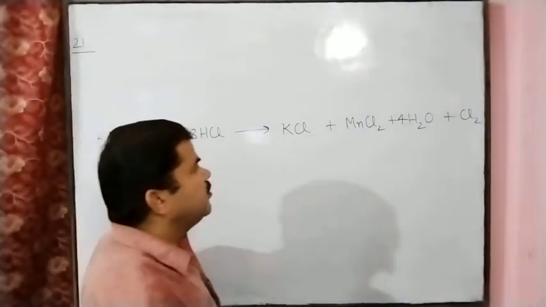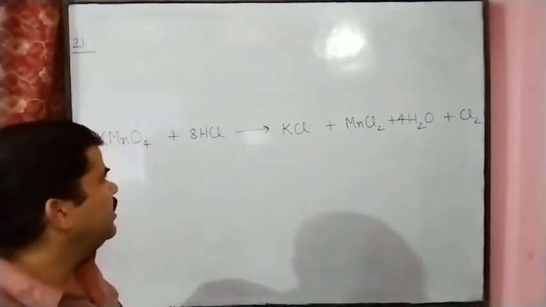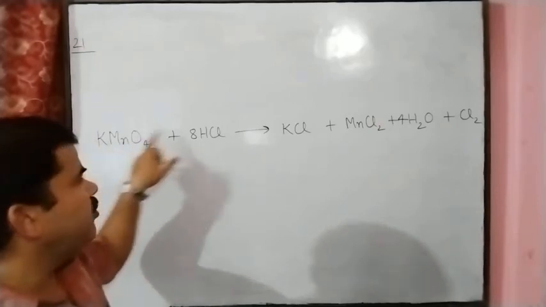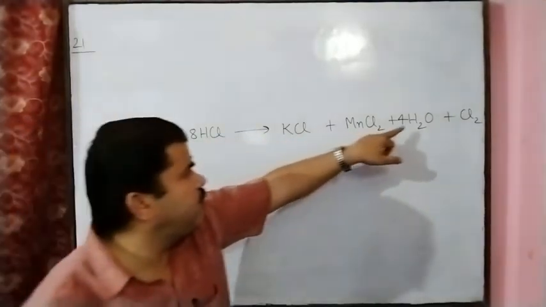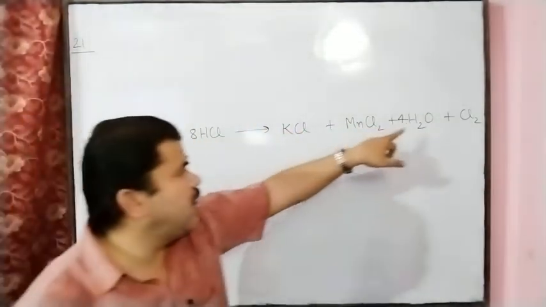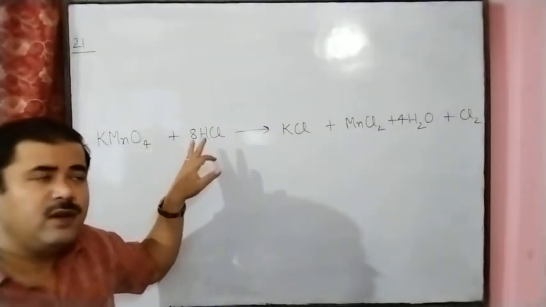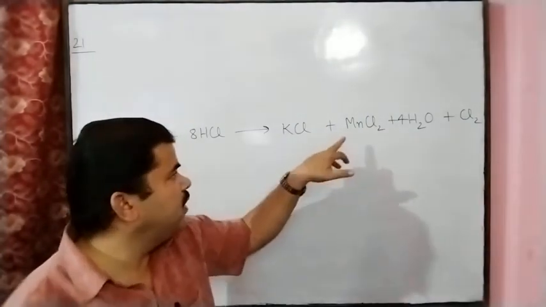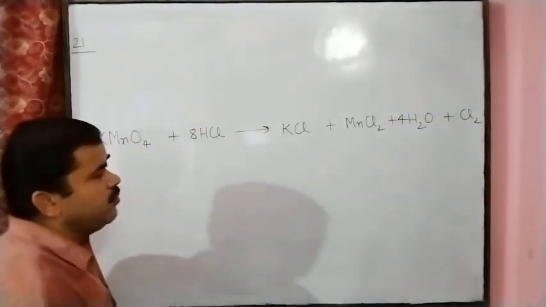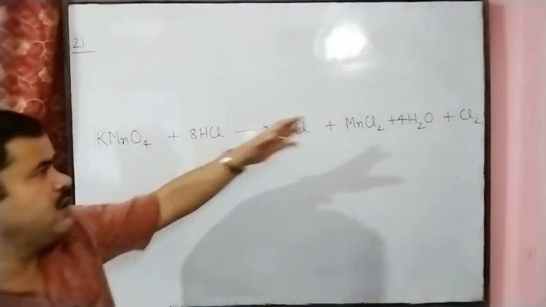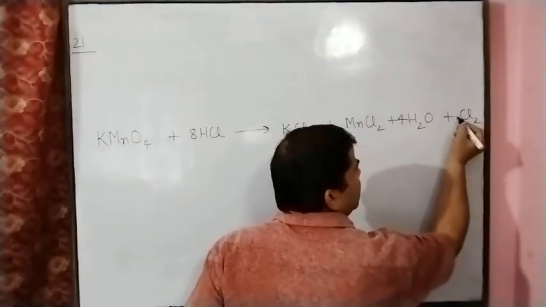Here we can use the previous trick also, and by this trick we can see potassium 1 balanced, manganese 1 balanced, oxygen 4 balanced, hydrogen 8 and here also hydrogen 8 balanced. But chlorine: on the reactant side 8 chlorine, and on the product side 5, 1, 2 here, 2 here, total number of chlorine 5. So how can we balance 8 chlorine and 5 chlorine? The previous trick we can use on the chlorine gas.